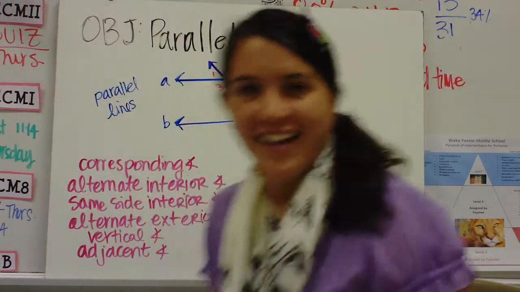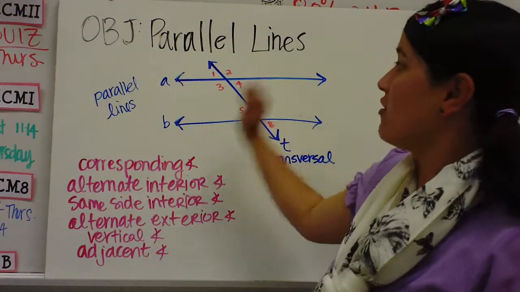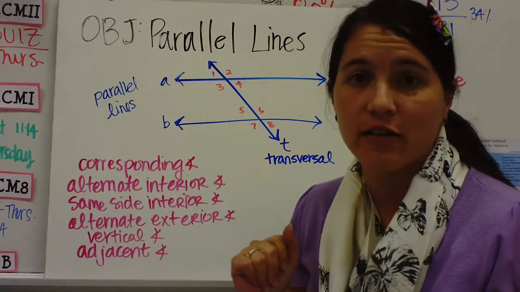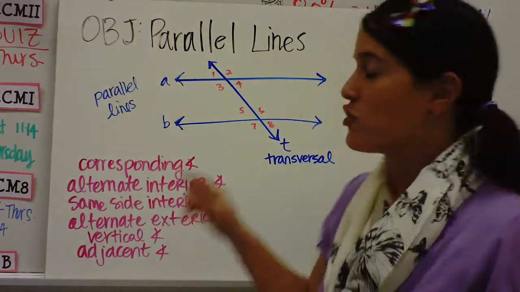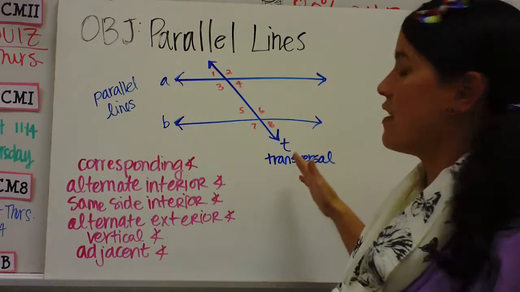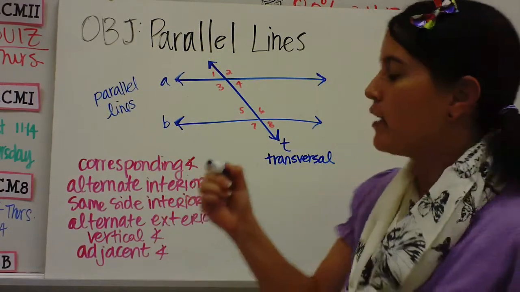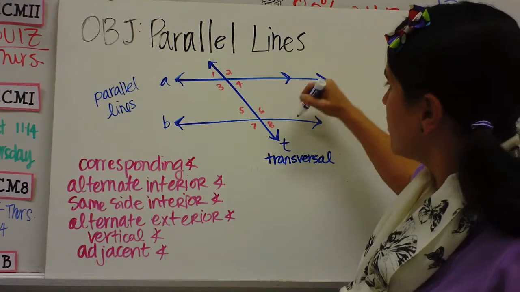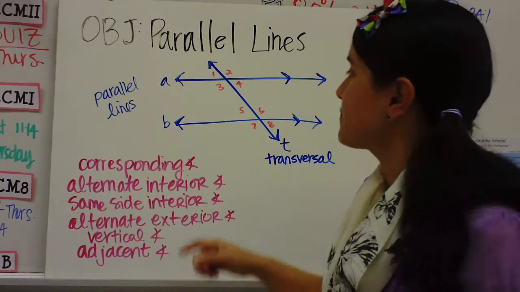Hey y'all. So today you're going to be quickly going over more about parallel lines. If you have a set of parallel lines and they're cut by another line, they intersect, that's called a transversal. So in this example, A and B are parallel, and this one is a transversal line T. Sometimes you might see arrows like this on the lines, and that means those are parallel.